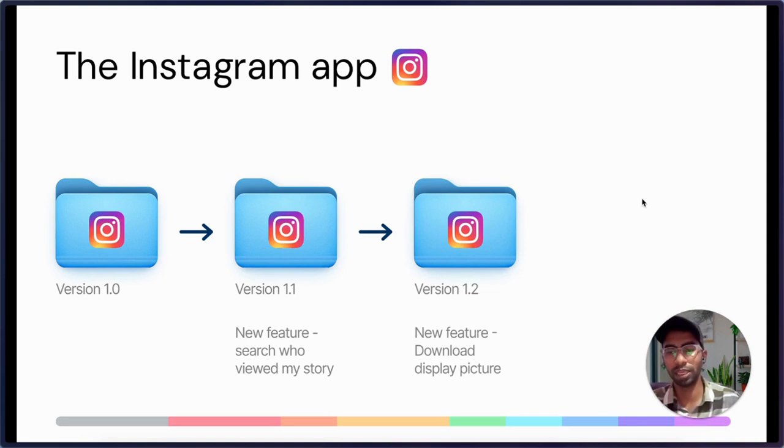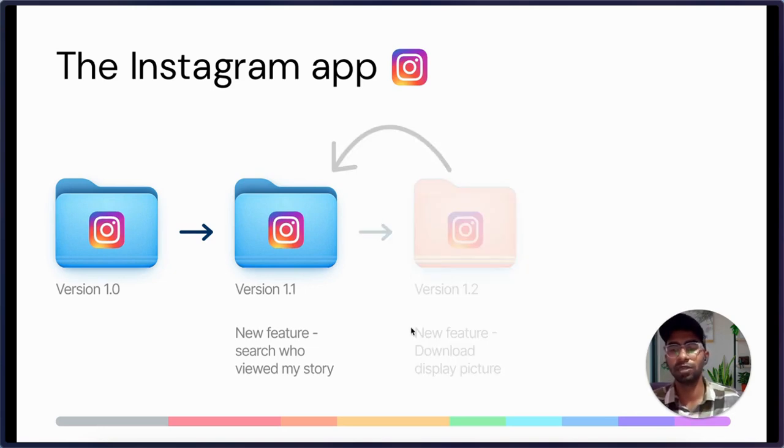What happens if you make a huge error in version 1.3 that completely breaks the app? Instead of spending days trying to fix it from scratch, wouldn't it be great if you could simply go back to a stable version of the code? That is the version control system concept.